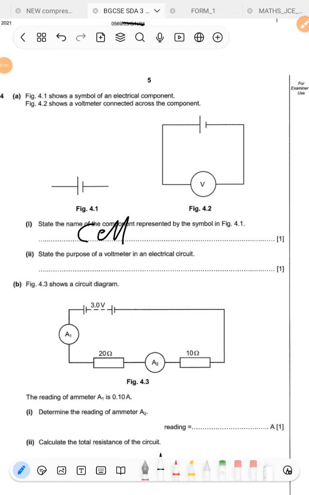Now, what's the difference between a cell and a battery? A cell is just one single cell like that, so it has just this. Then what is a battery? A battery is when you put two or more cells together. So if we draw this, that's one cell right there. But if we connect another cell like this, now it has become a battery.